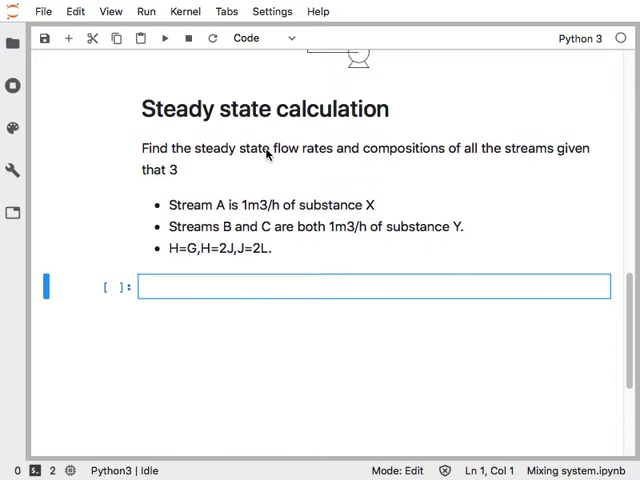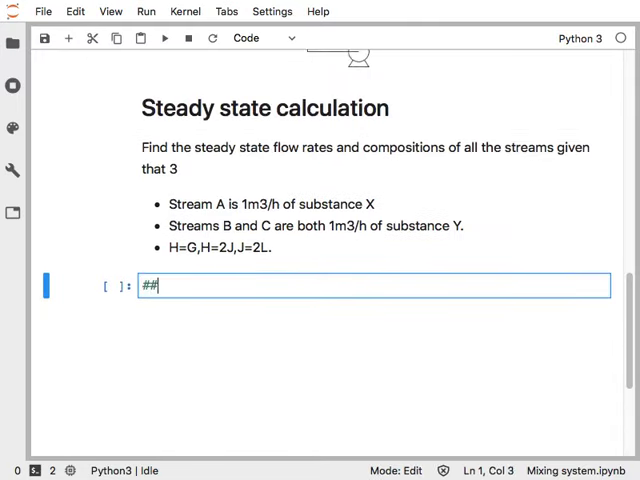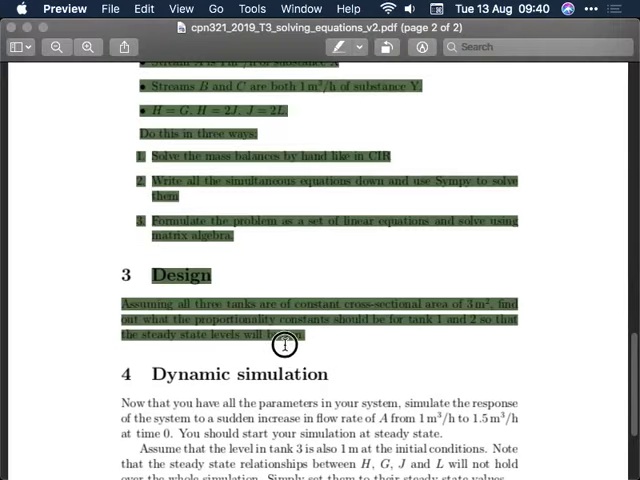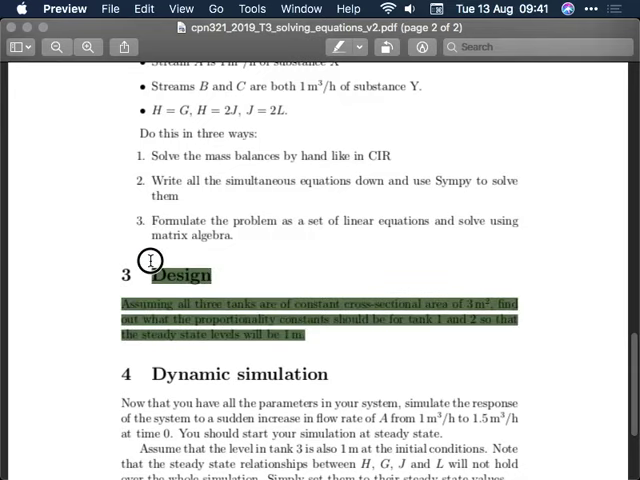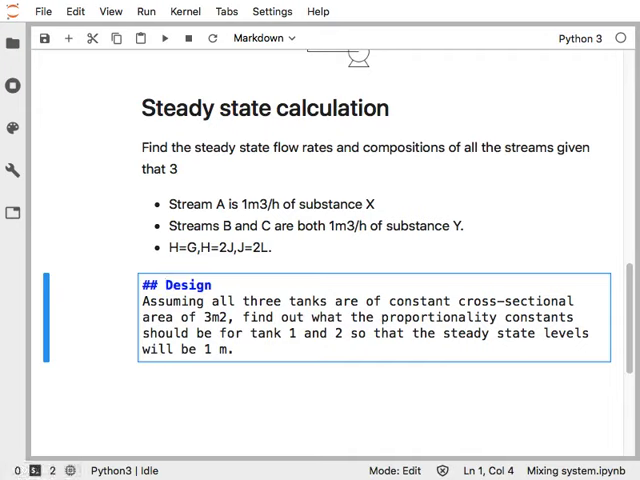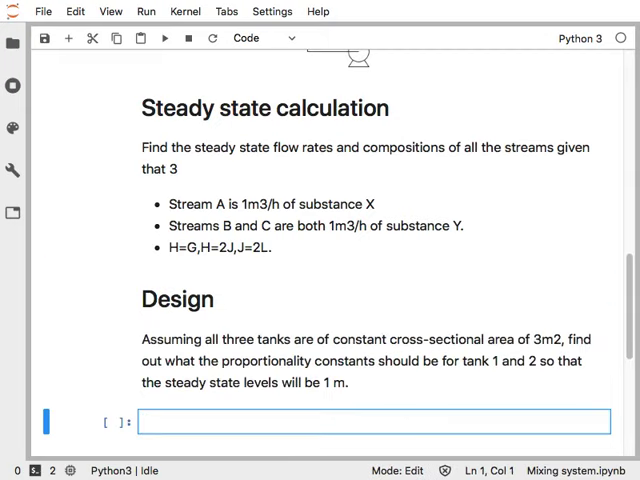So I'm going to start with adding in some headers so that I know where I'm heading. I've got my steady state calculation, and then the next part is going to be this design part. I'm just copying and pasting here from the problem statement. This is easy enough, but it means I don't have to turn back and forth as much. If I were doing this by hand or as a project, I would like to have just space for myself.